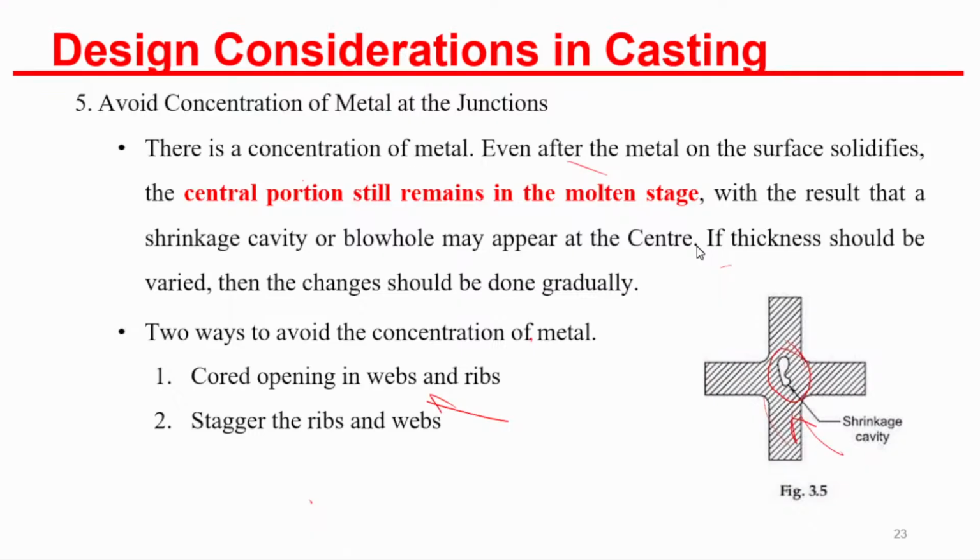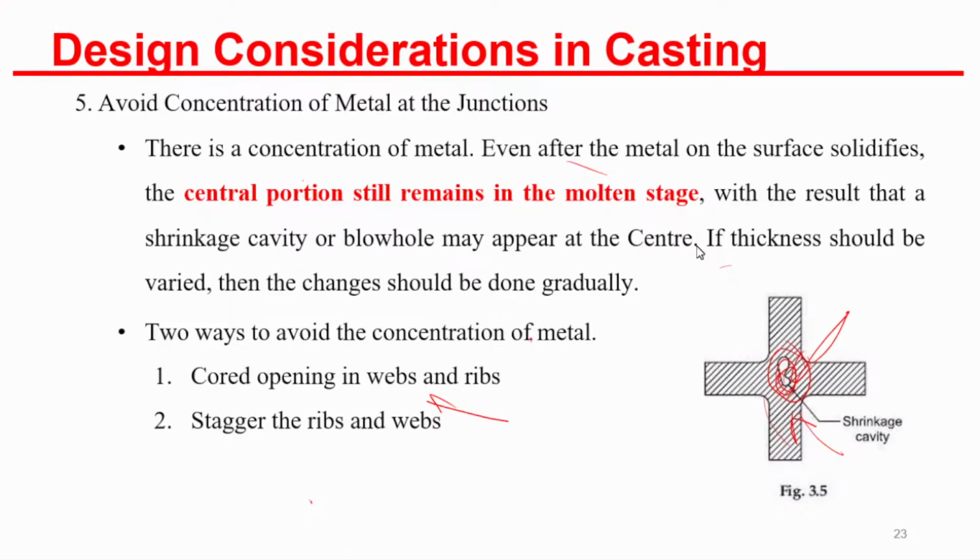Okay. This is called a blowhole. Okay. This center, so we cannot see any molten metal. Okay, this is actually a shrinkage cavity area. In here you can see.